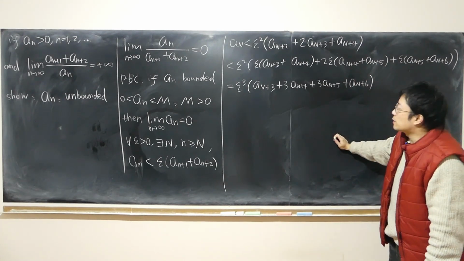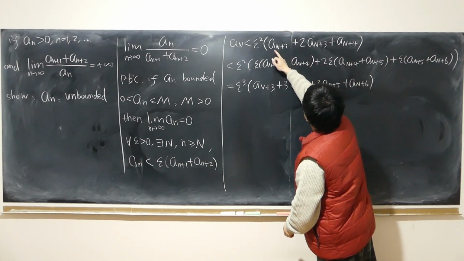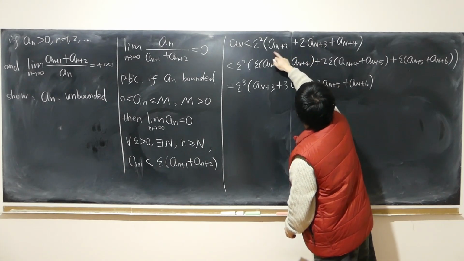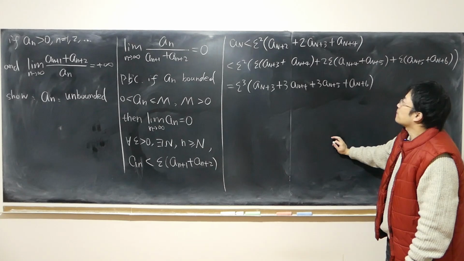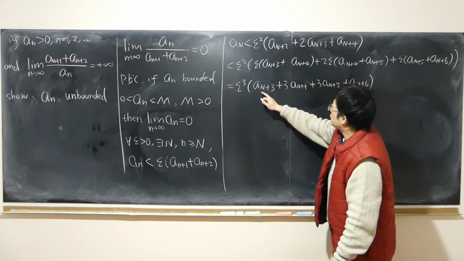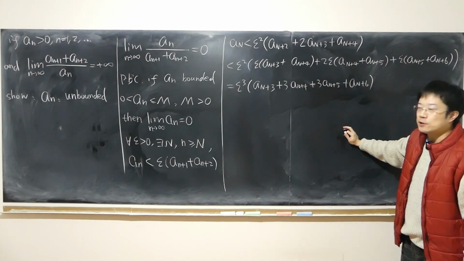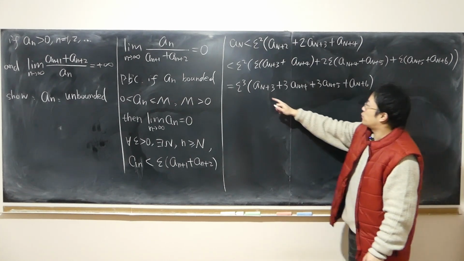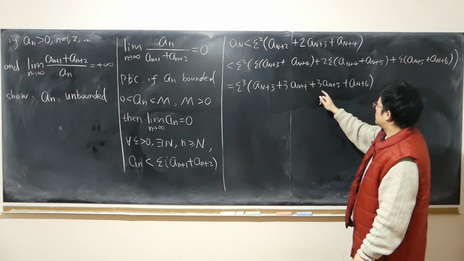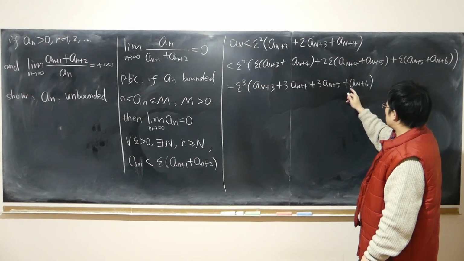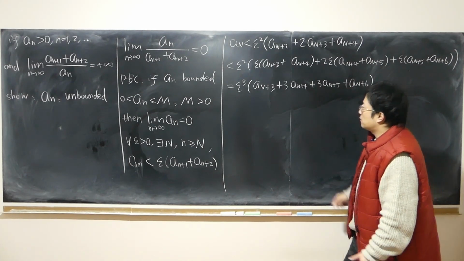Okay, so what's the pattern here? Look, the coefficient of this is 1, 1. It looks like a perfect square, right? Coefficient of this is 1, 3, 3, 1. Looks like binomial expansion, right? 1 is 3 choose 0. 3 is 3 choose 1. 3 is 3 choose 2. 1 is 3 choose 3. Binomial expansion. Keep doing this.